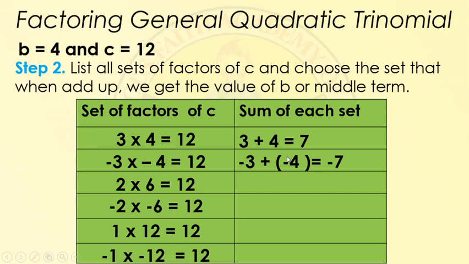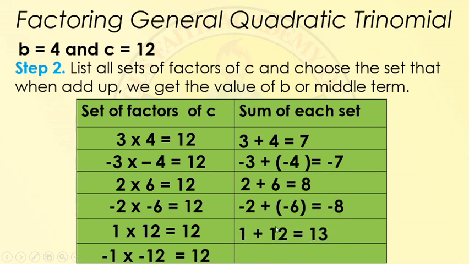Okay, so ito po ay addition of like terms. Kapag nag-add ka po ng same sign, ipag-add mo po yung number na yan and then copy the sign of the higher number. Okay, so 3 plus 4, the answer is 7. Ano yung sign na mas mataas na number? Negative, kaya negative 7 po. Okay, then next, 2 plus 6, the answer is 8. Negative 2 plus negative 6, the answer is negative 8. Okay? And then next, 1 plus 12, the answer is 13. And negative 1 plus negative 12, the answer is negative 13.